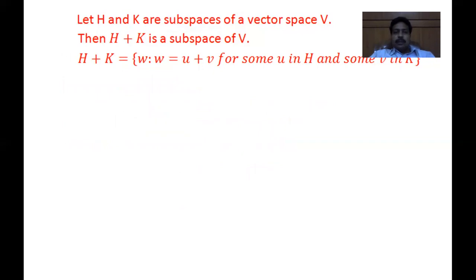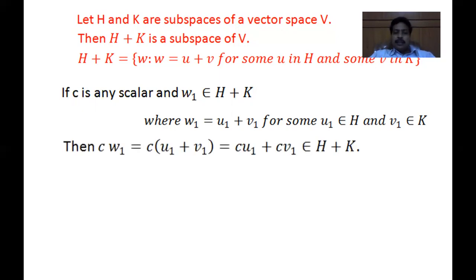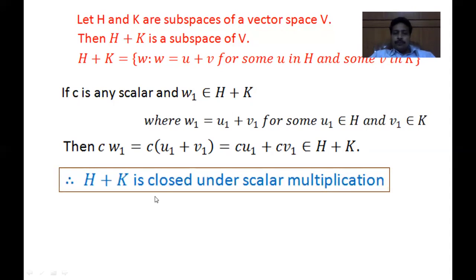Now the third one, if C is any scalar and W1 belongs to H plus K, where W1 is equal to U1 plus V1 for some U1 belongs to H and V1 belongs to K, as we have seen earlier. Now CW1 is equal to C times U1 plus V1, that is CU1 plus CV1. CU1 is in H and CV1 is in K, since these two are vector spaces, by axiom number 6. So CW1 belongs to H plus K whenever C is a scalar and W1 belongs to H plus K. So H plus K is closed under scalar multiplication.